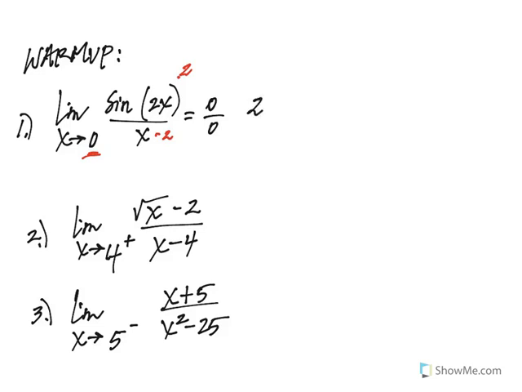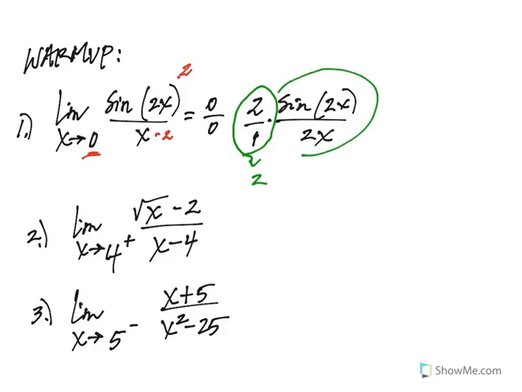This will then give me 2 times the sine of 2x all over 2x. By the way, that's the same as 2 over 1 times the sine of 2x over 2x. And then I just take the limits of each one of those individually and then multiply them. The limit as x goes to 0 of 2 is 2. The limit as x goes to 0 of sine of 2x over 2x is equal to 1. And that's a formula from way back in chapter 1. The limit is 2.